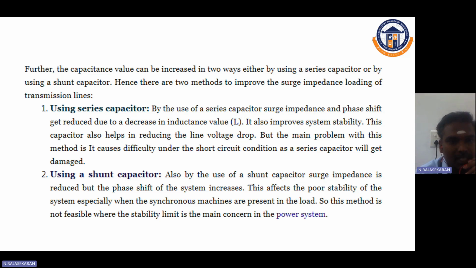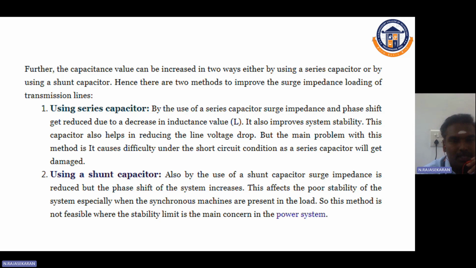By the use of a series capacitor, the surge impedance and the phase shift get reduced due to the decrease in inductance value. So it also improves the system stability. The capacitor also helps in reducing the line voltage drop. But the main problem with this method is that it causes difficulty under short circuit conditions, as the series capacitor will get damaged. So this is the regular problem: for any fault appearing in the system, the system will fail.